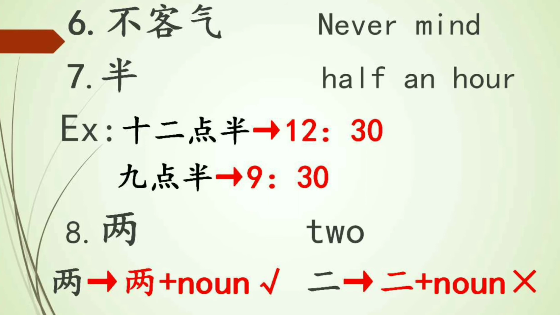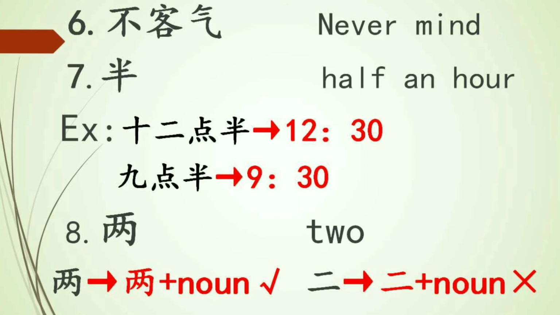Okay, number 7, 半. We already mentioned it before. 半 means half an hour. For example, 12点半, 9点半. Of course, if you want to say 9点30分, it's right. But in China we usually say 9点半, 12点半, 8点半. It's very easy, right?